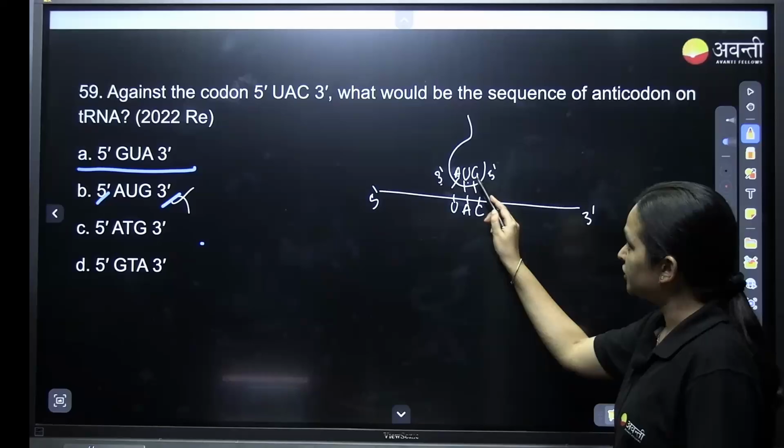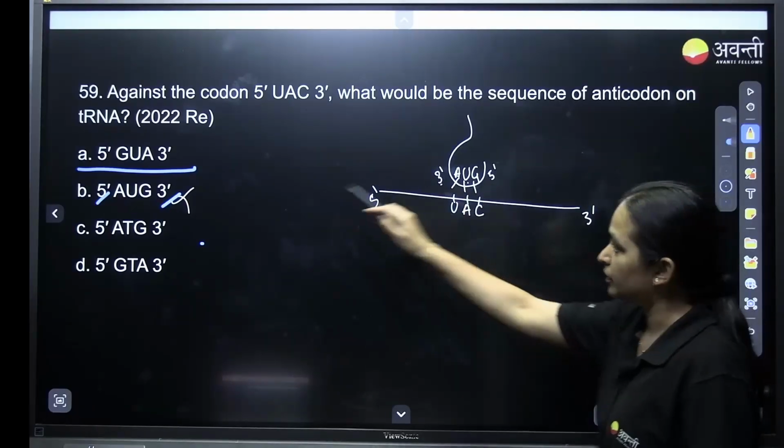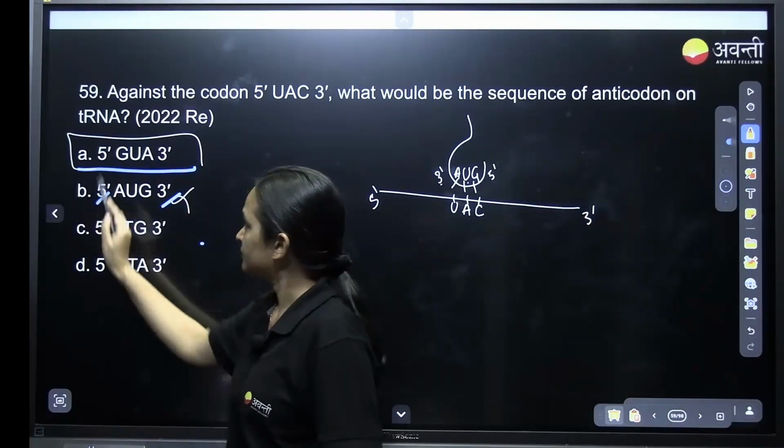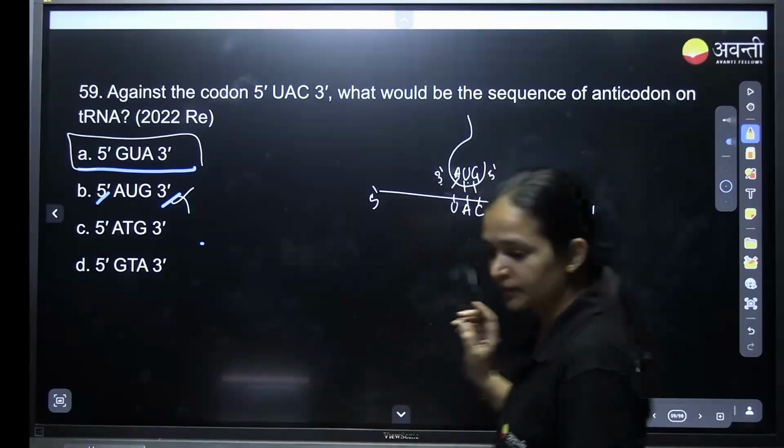Understanding? GUA 5' to 3'. GUA. This is the correct answer. Okay? Yes.